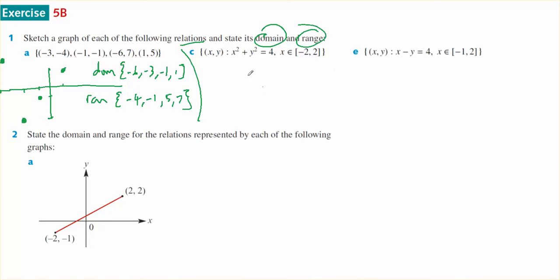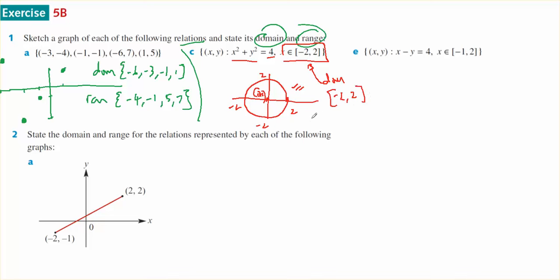Okay, in part C it's a circle of radius 2. And I have the domain. So my domain is actually the extent of the circle. So it's going to go through at 2, 2, -2, -2. So there's my drawing, centered at 0, 0. And the domain is that, -2 to 2. And the range is also -2 to 2, because the circle has a center at 0, 0.